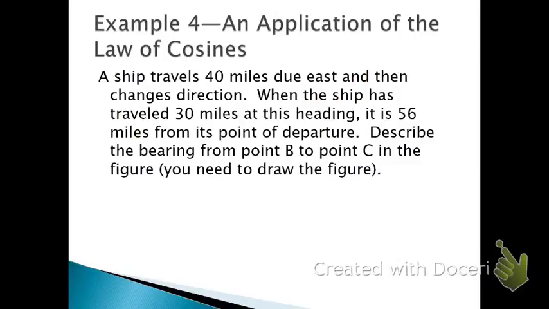A ship travels 40 miles due east and then changes direction. When the ship has traveled 30 miles on this heading, it is 56 miles from its point of departure. Describe the bearing from point B to point C in the figure.